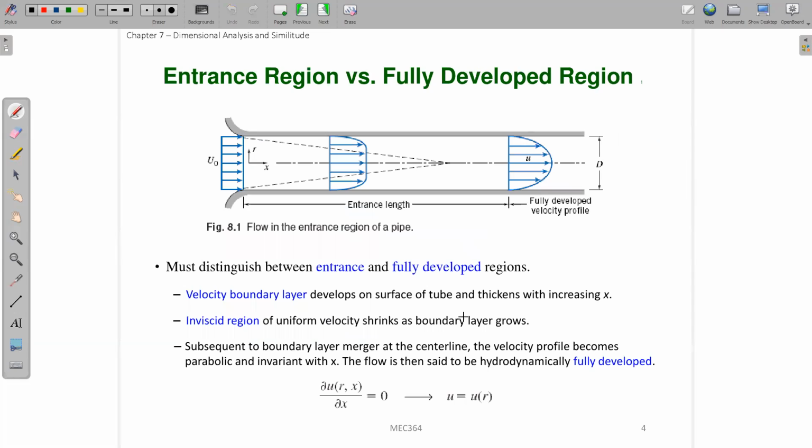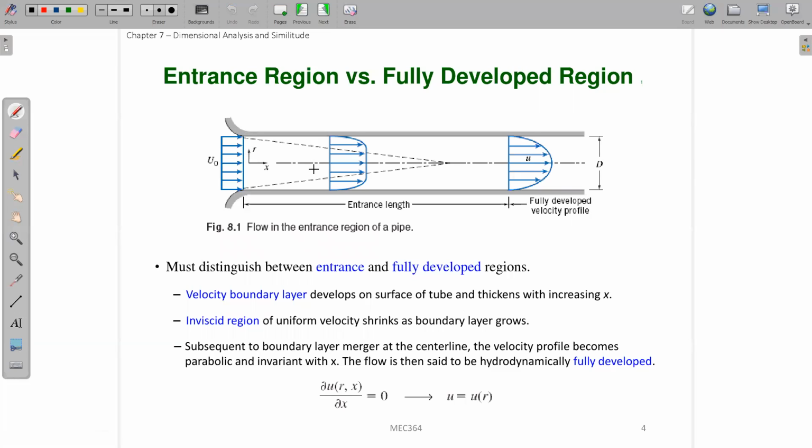The second topic we want to talk about is the entrance effect. So what does the entrance effect mean? Assume that this is the inlet of your pipe, and assume that you have a uniform velocity, U0. When I say uniform, it means that this velocity is the same value on all this cross-sectional area. So when this flow with this uniform velocity profile goes inside this pipe, what will happen?